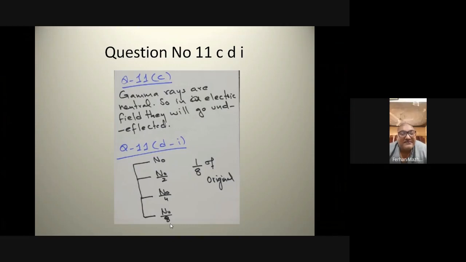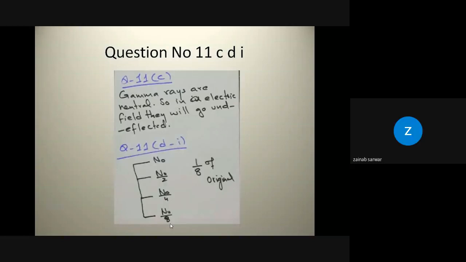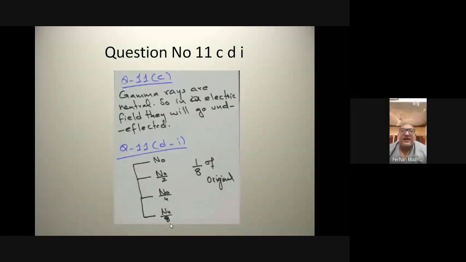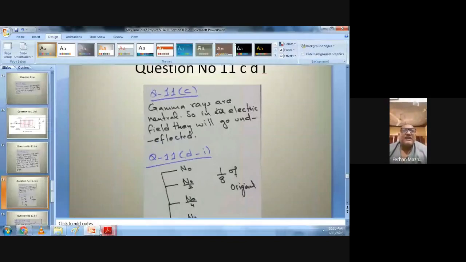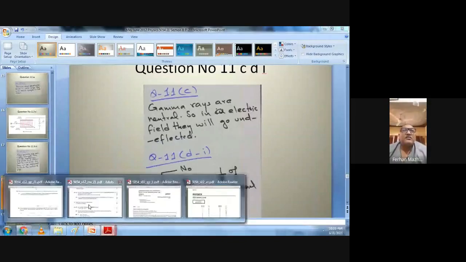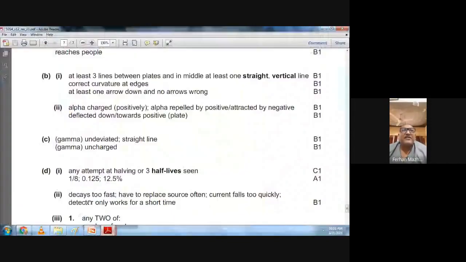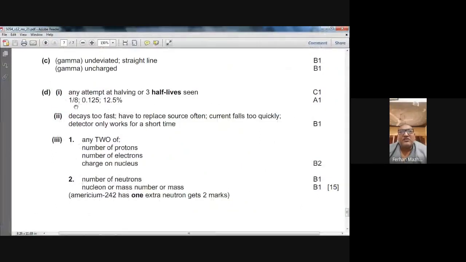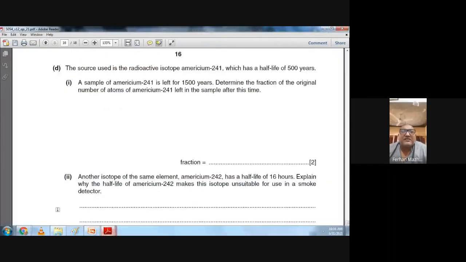Is left. Do you understand this? Hello? Yes, sir. Okay. So that's it. We'll move to the next part. Let me check the marking scheme also. The marking scheme says that 1 by 8th will be good. Okay, so we are done. There will be 3 half-lives. Okay, let's go to the next part.